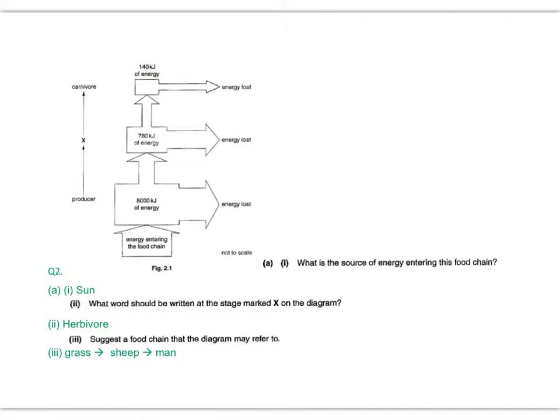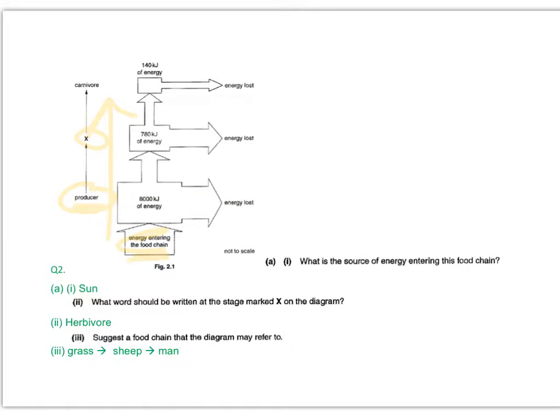Alright, question 2. Question 2, you're given an energy flow diagram where the bottom states the energy entering the food chain all the way upwards. At the side, you're given producer, it's consumed by X, consumed by a carnivore. Okay, A part 1 asks, what's the source of energy? Obviously, the source is the sun. Okay, what would X represent? In this case, that would be a herbivore because it's consuming the producer. Suggest a food chain. Any food chain will do, so long as a logical food chain with 3 trophic levels. That's 1, 2, 3.